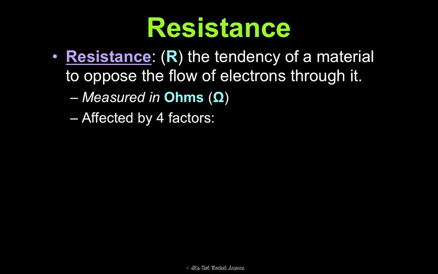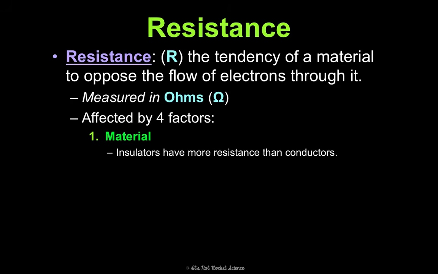And so it's affected by four things. So first is the material. Insulators have much more resistance than conductors. So obviously insulators are going to prevent the flow of current. Conductors are going to encourage the flow of current, if you will.